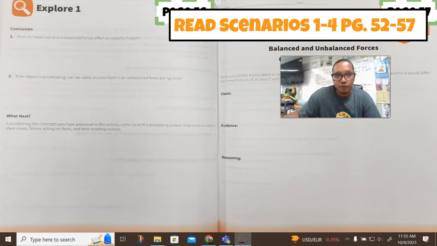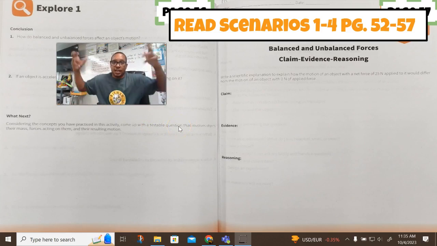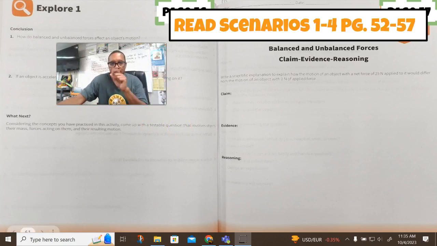Cool. Now, for this very last one, this is the one where you've got to do some thinking, okay? It wants you to come up with a testable question, and we talked about that yesterday. That means something that we can actually do in the lab. So let me pause this, and then we're going to come up with a testable question that a student actually had earlier. All right, for sure.